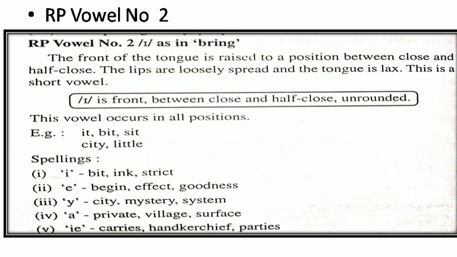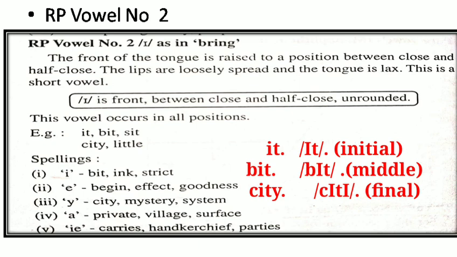This is a short vowel, E. The three-term formula is front, between close and half close, unrounded vowel. That is known as the three-term formula. This vowel occurs in all positions. That means it comes in initially, it comes in middle position, it comes in word final as well.